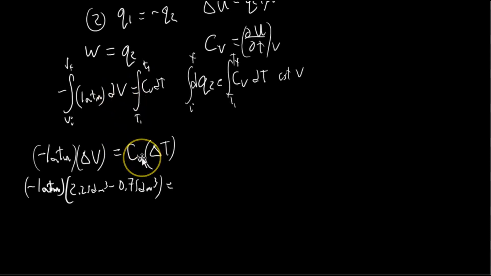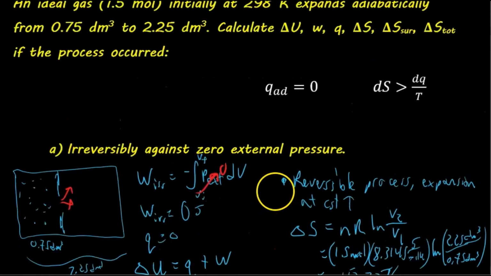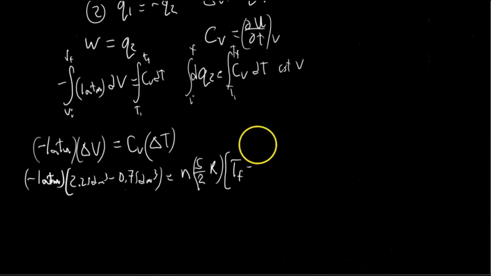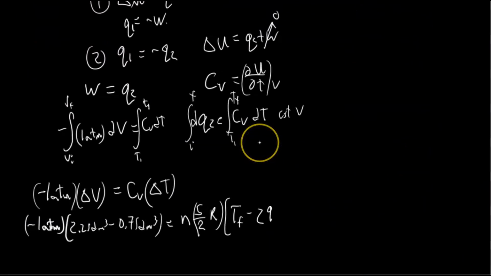Now CV for an ideal gas is based on the equipartition theorem, n times 5 over 2 R. If you want, I can derive this equation. Just let me know in the comments, but I'm just going to give it to you, or you could always look it up too. This is T final minus T initial. What was it, 298? 298 Kelvin. Good. Oh, I guess we just need regular parentheses.